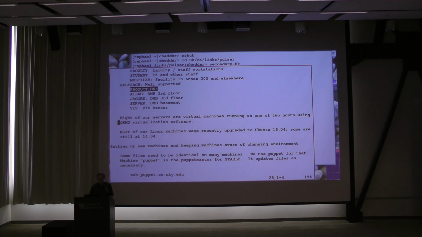Machines do fail. And most of our Linux machines were recently upgraded to the most recent Ubuntu. The way Ubuntu numbers works, Ubuntu is a distribution of Linux. Linux is a version of Unix. And Ubuntu numbers its distributions by the last 2 digits of the year, 2016, for example, is 16. And then every year there are 2 distributions that come out, April and October. 04 is April, 10 is October.